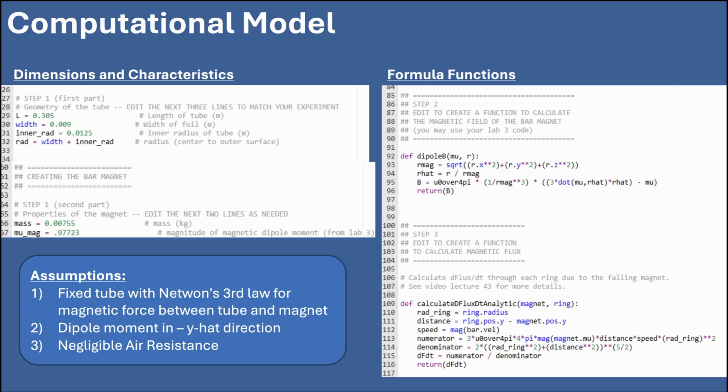The dimensions and characteristics of the foil tube and the magnet were inputted into a code template along with formulas for both the magnetic field of the magnet onto the ring as well as the magnetic flux through the ring, which would be used to determine the magnetic force from the ring's induced current onto the magnet. With iteration of flux for each ring of the tube, the magnet's velocity was modeled with respect to time.